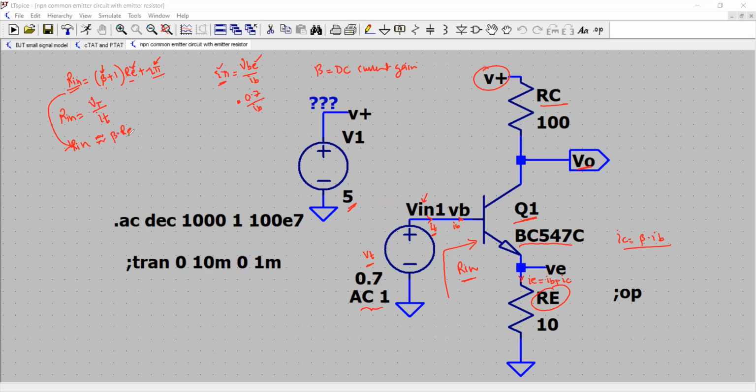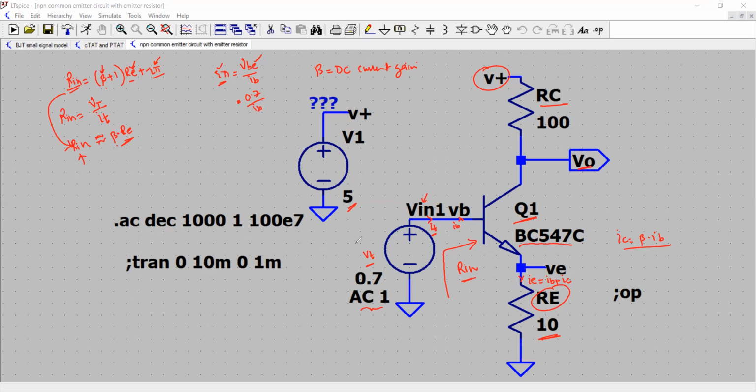So the inclusion of the resistance RE into the circuit actually improves the input resistance of the circuit, right? It gets multiplied by the factor beta, where beta is usually high. The value of RE is 10 ohm, and assuming beta is about 100, we should have R in of about 1000 ohm.